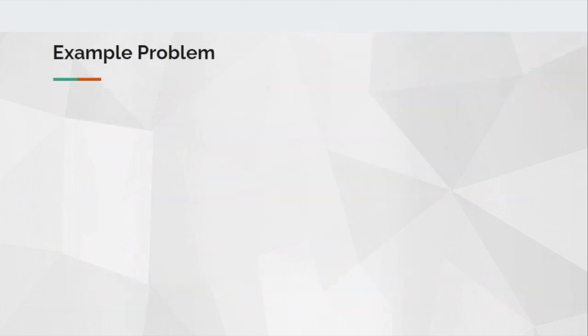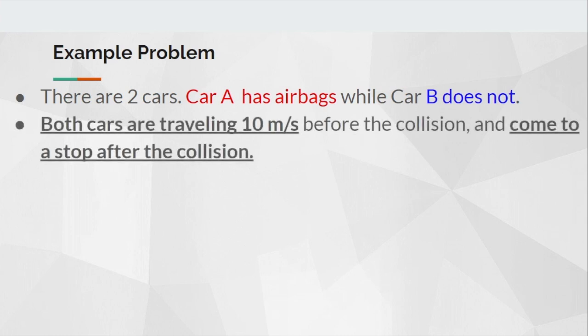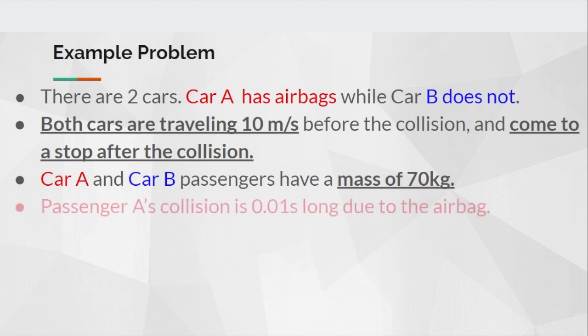Let's take a look at an example here, one specifically that deals with math and our equations. There are two cars. Car A has airbags and car B does not. Both cars are traveling at 10 meters per second before the collision, and they come to a stop after the collision. Car A and car B have passengers that have a mass of 70 kilograms.